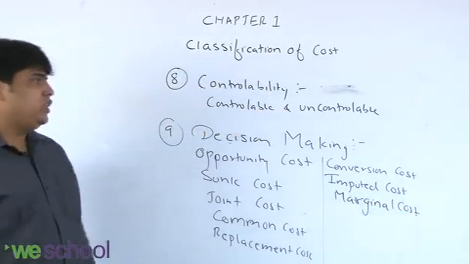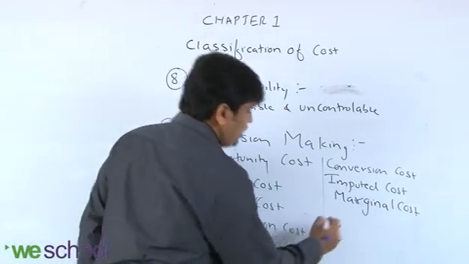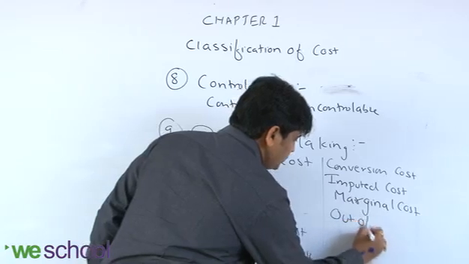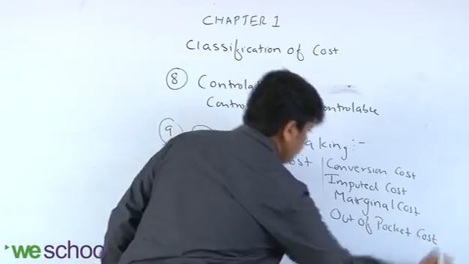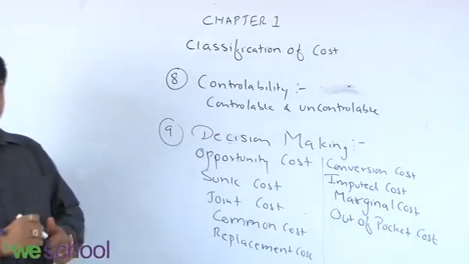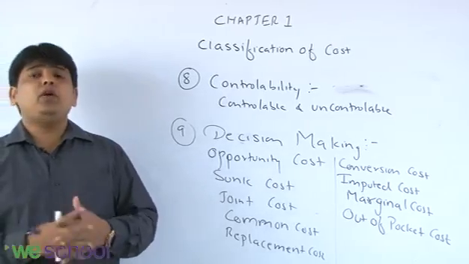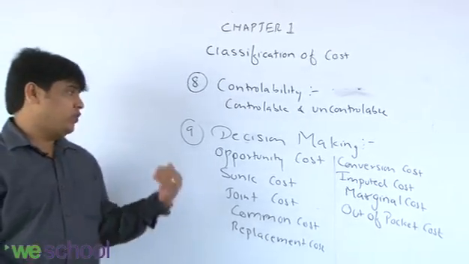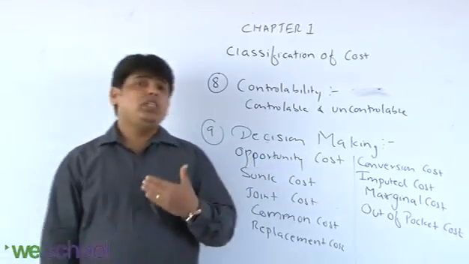Now we will be doing this one by one. Marginal cost, imputed cost, conversion cost, out of pocket cost. Now, decision making. There are some costs which are affected because of decision making. Some of the important costs are opportunity cost. Now what is opportunity cost?